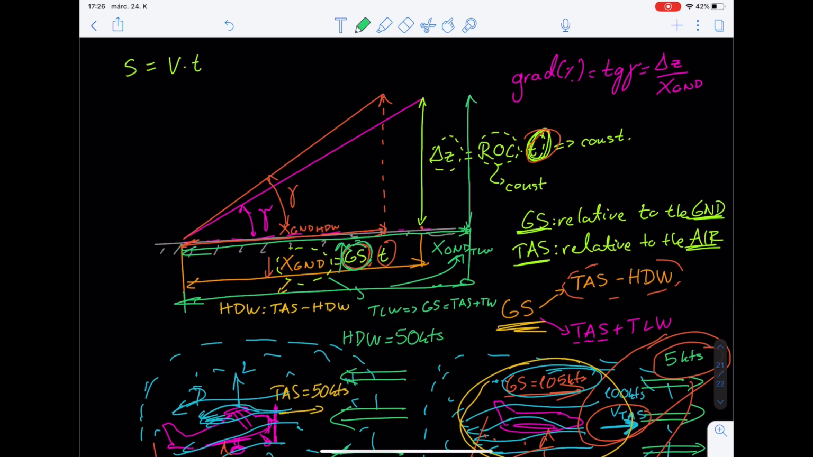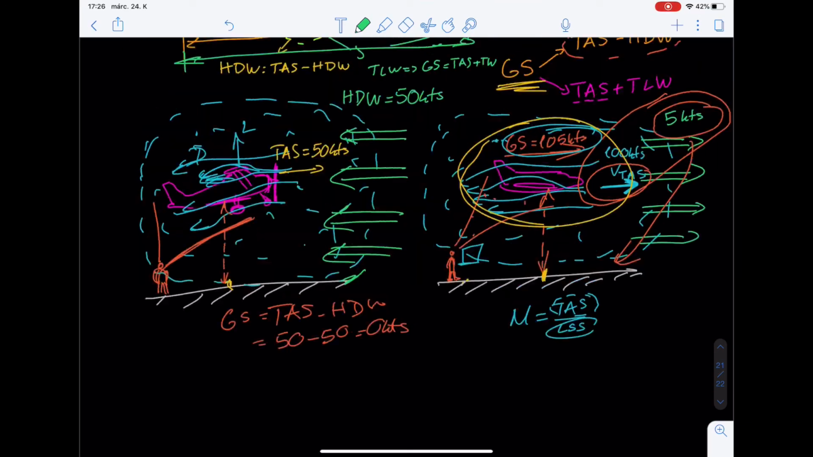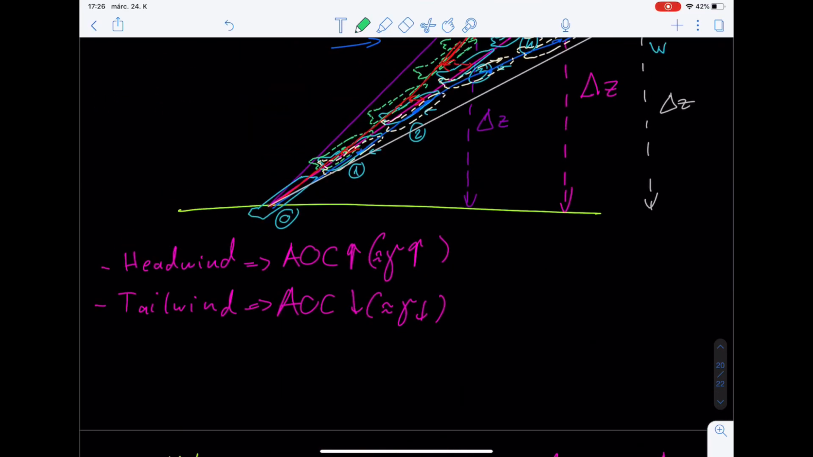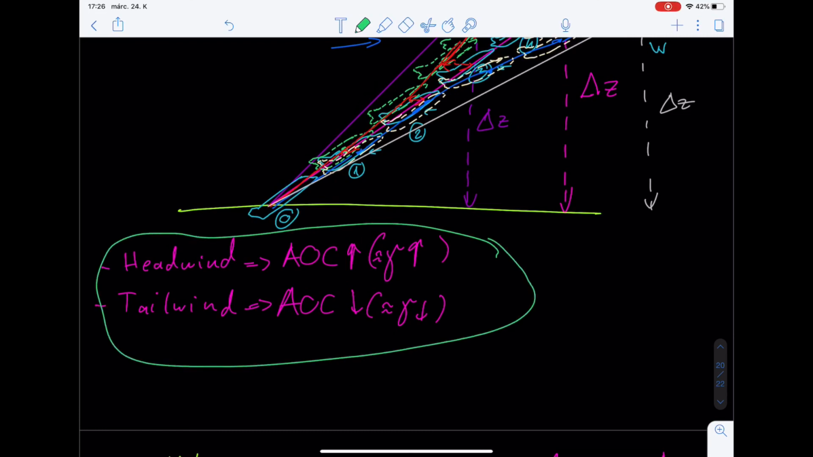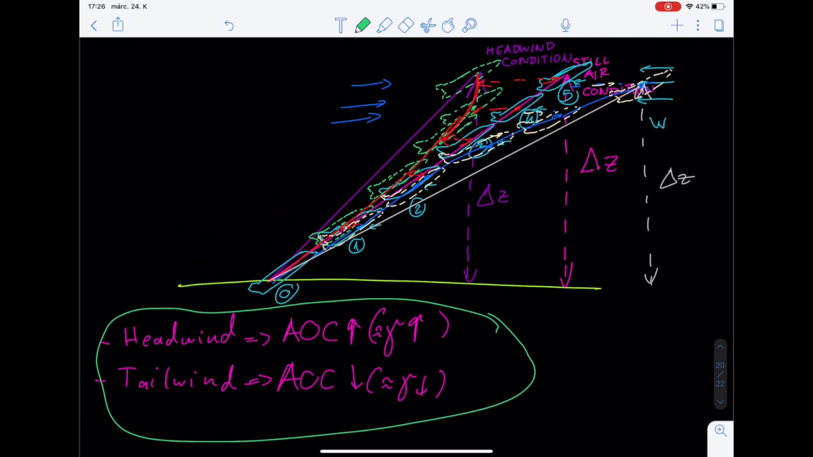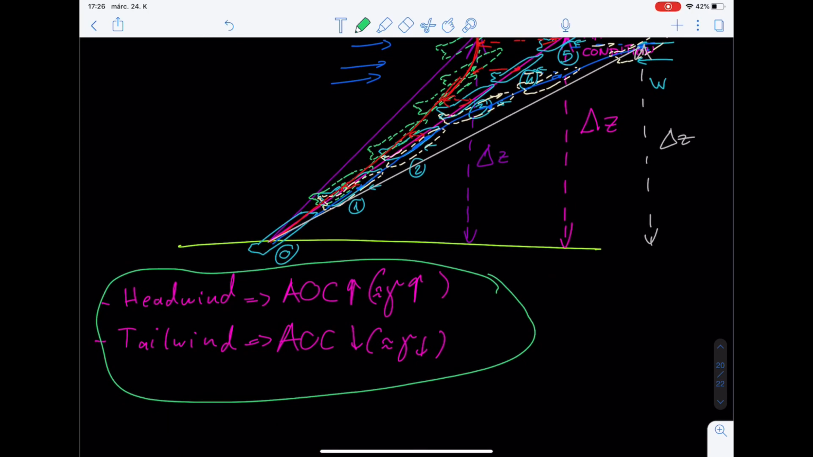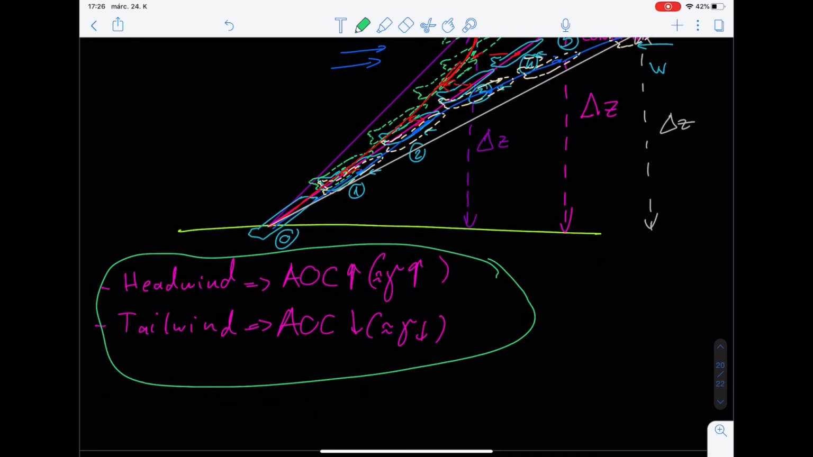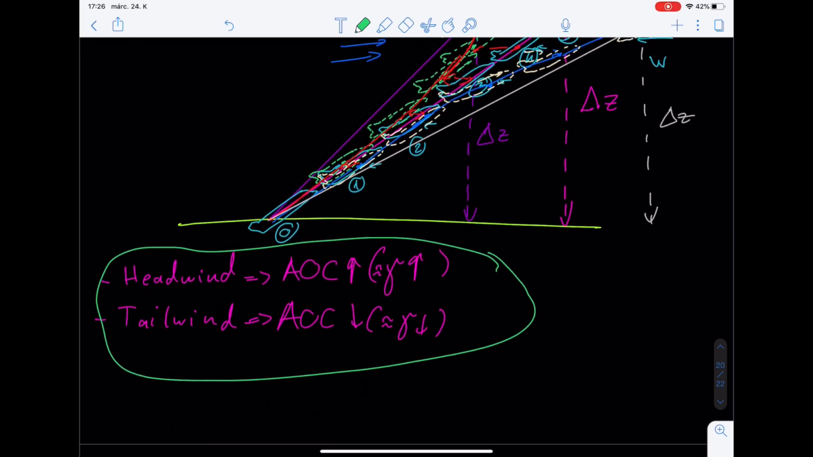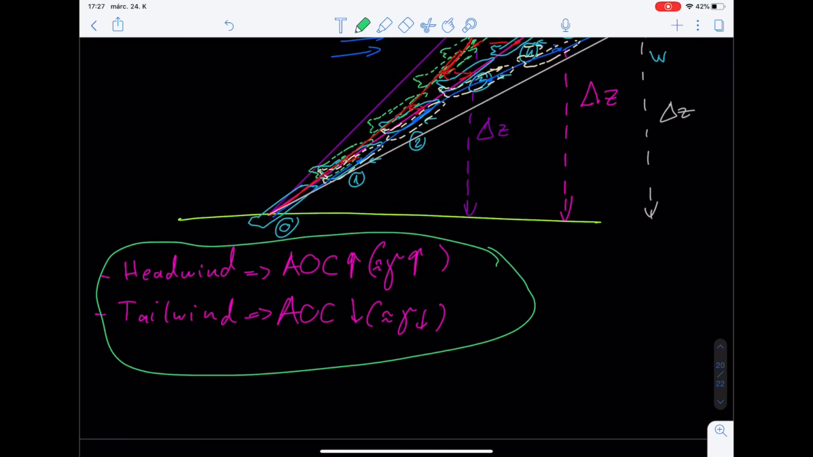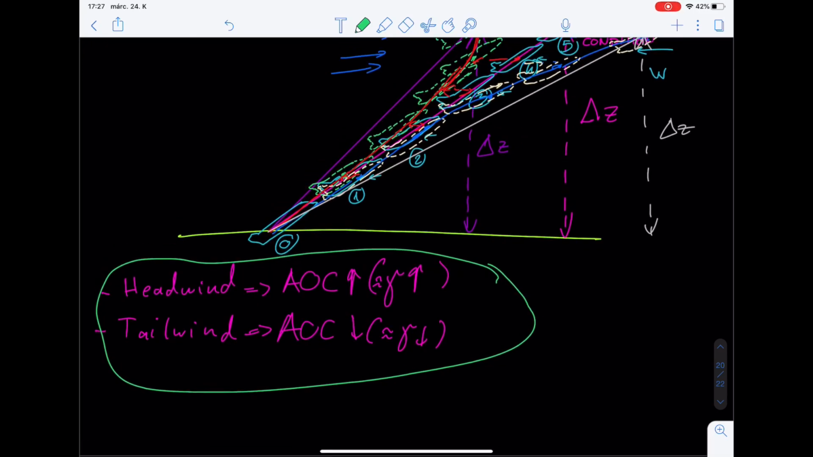So what you can see is that the flight path is going to be shallower and the flight path angle smaller. And we finally get to the same end result as what we were trying to understand here. So altogether, what we're saying is this very simple notion that if you have a headwind, your angle of climb is going to increase, and if you have a tailwind, your angle of climb is going to decrease.